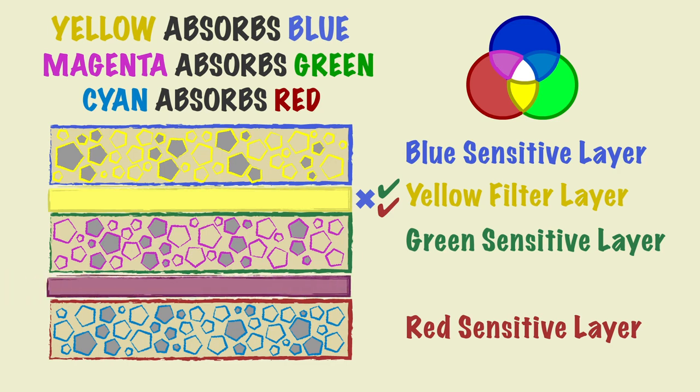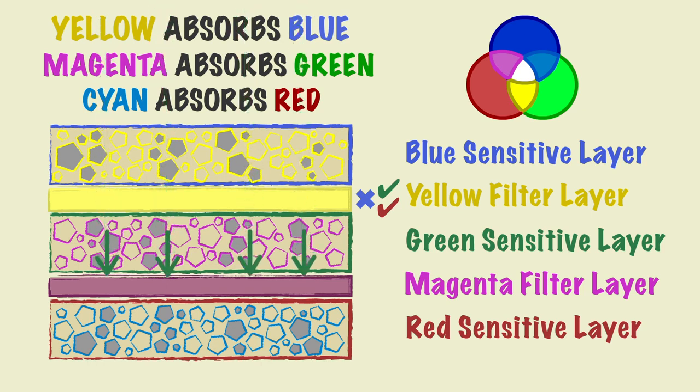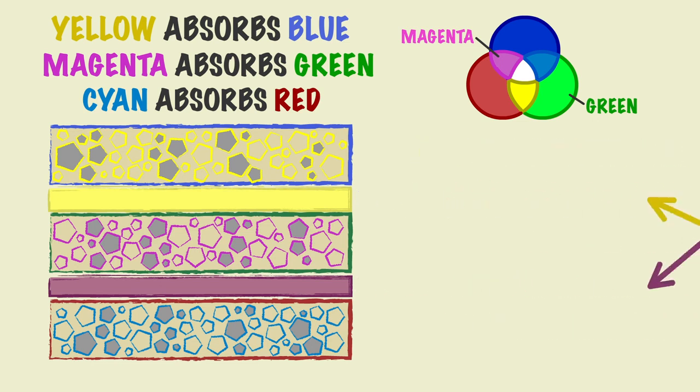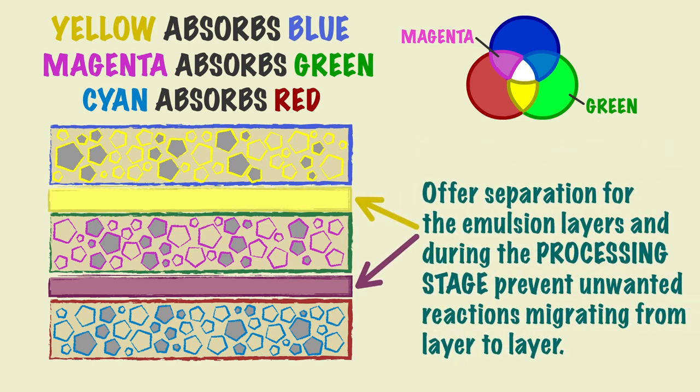There is also an additional interlayer between the green and red sensitive emulsion. This is a magenta filter layer, used to absorb any remaining green light that passes through from the green sensitive layer above. Since green is the opposite of magenta, the green light is absorbed by this filter, whereas the red light is allowed to pass through. This layer, alongside the yellow filter layer, also offers some separation for the emulsion layers, and during the processing stage, prevents unwanted reactions migrating across the colour-sensitive layers.